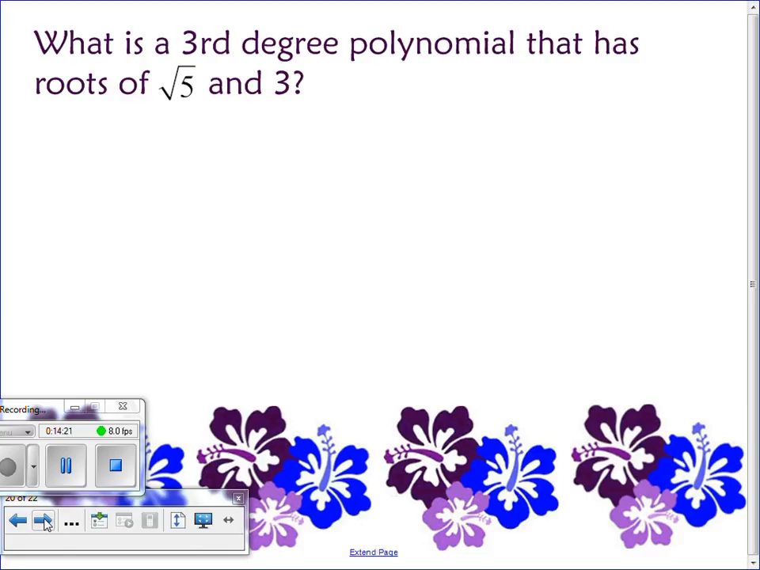What is a third-degree polynomial that has roots of radical 5 and 3? Plus minus radical 5 and 3. Good. We know this is plus minus radical 5 and 3. All right. Where does 3 come from? It's 5. What symbol goes in there? It's a minus. It's not an i.